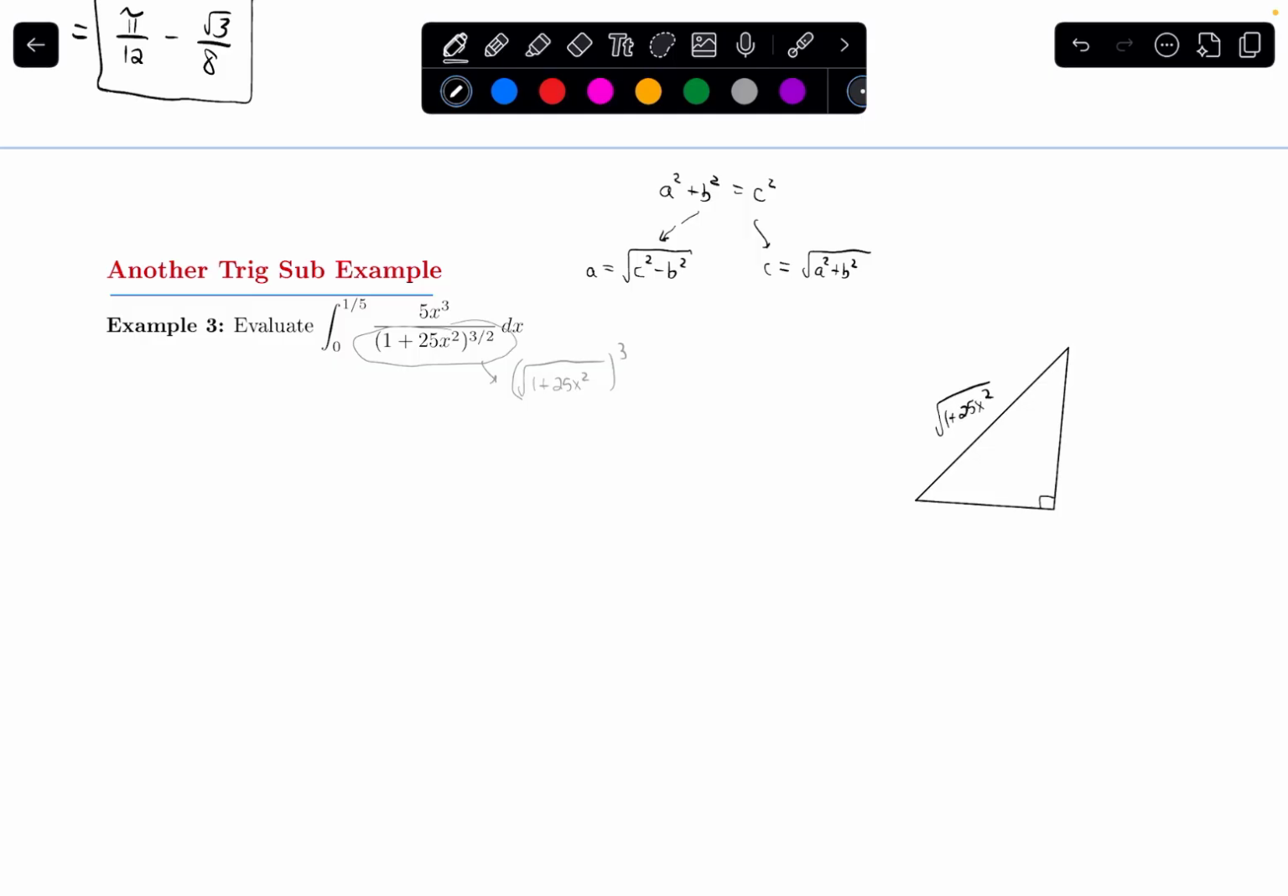So to find the other sides, let's set up our Pythagorean theorem. That'll give me a mystery leg squared plus another mystery leg getting squared equals a hypotenuse getting squared. So that square root of 1 plus 25x squared, that whole thing getting squared. If I square that hypotenuse, it gets rid of the root, and I get 1 plus 25x squared.